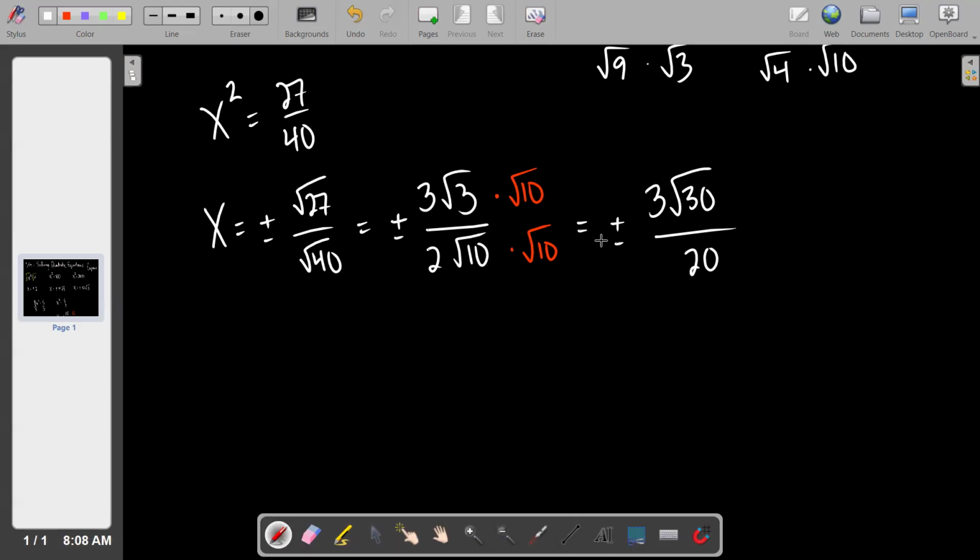So this would be the final answer right here: x equals positive or negative 3 roots of 30 over 20. The only other option would be if these numbers, the 3 and the 20, were reducible, but they're not. Okay.